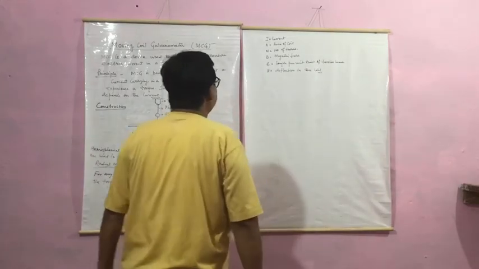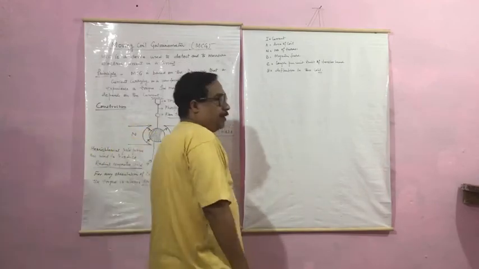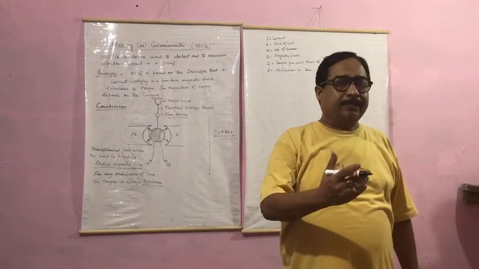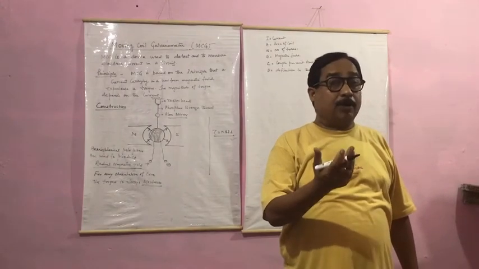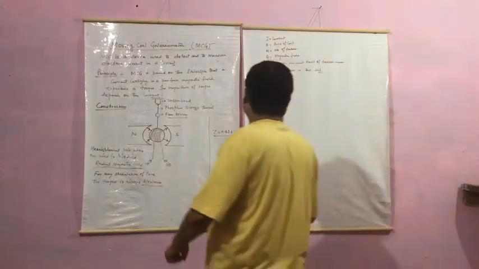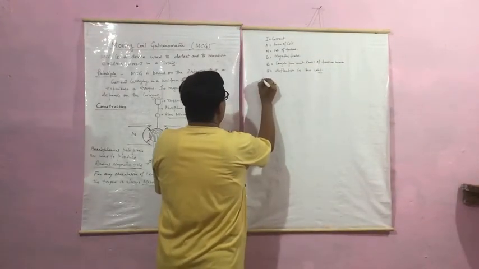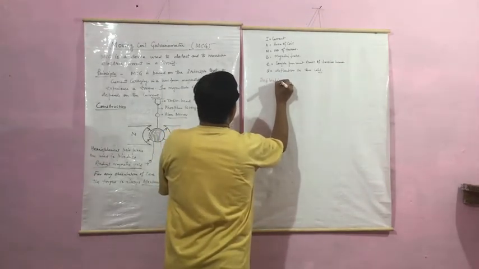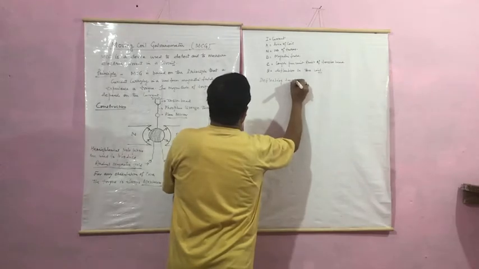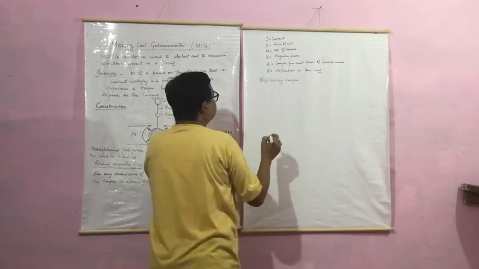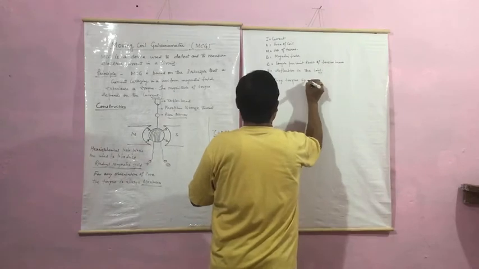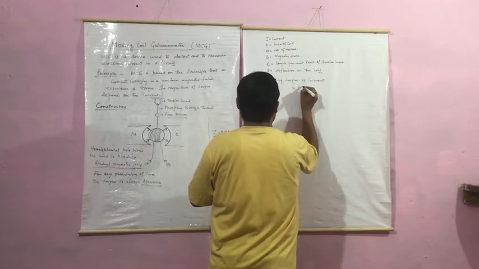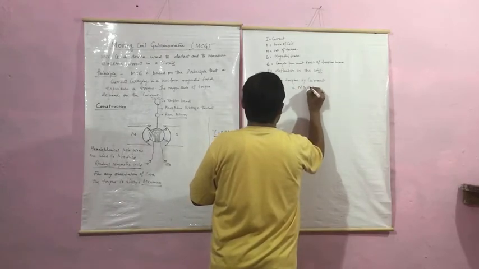Okay. So when current is passed through that coil, the coil gets deflected because of a torque, okay, and that is called deflecting torque. So deflecting torque by current, it is NBIA.